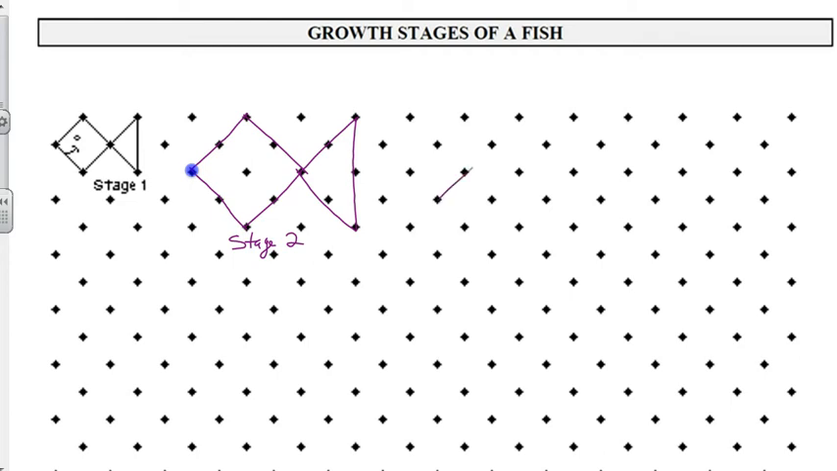Okay, so we want stage 3. It's a big piece of paper. Stage 3. And then we want to keep going.